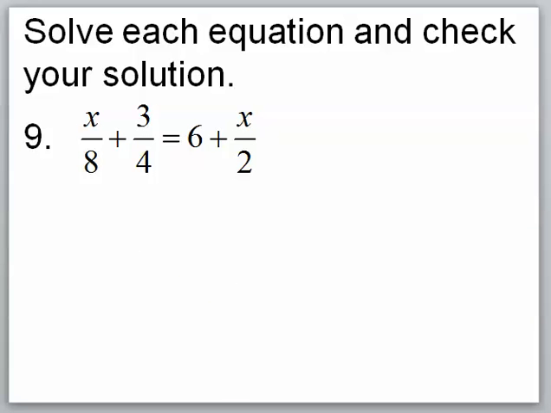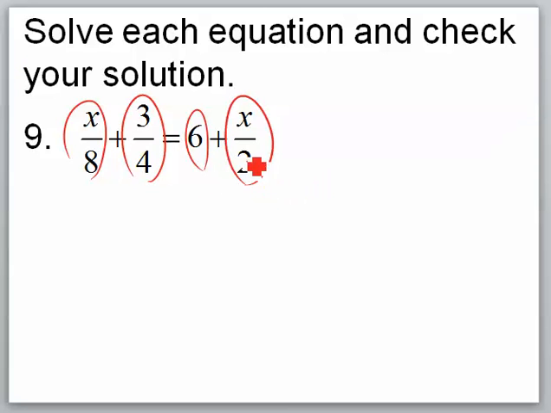On my next question, I have lots of fractions. We've talked about how to get rid of fractions. I have 1, 2, 3, 4 terms. My largest denominator is 8, and I can make the 4 an 8, and I can make the 2 an 8. So I'm going to multiply everything times 8.